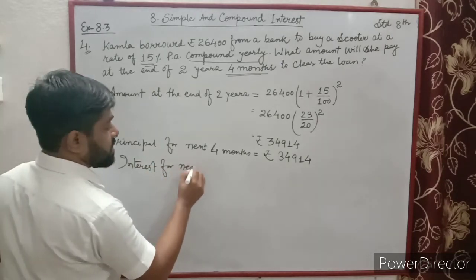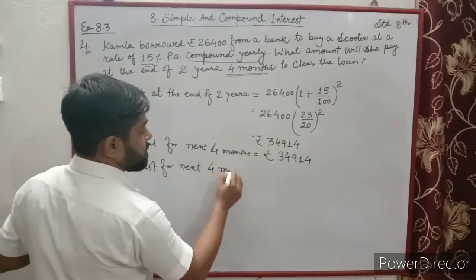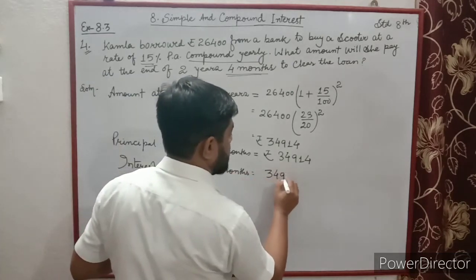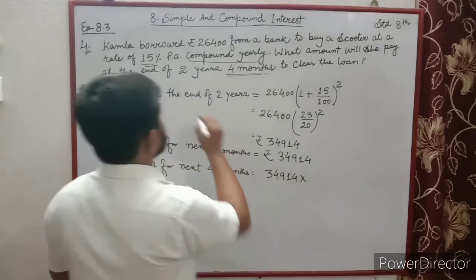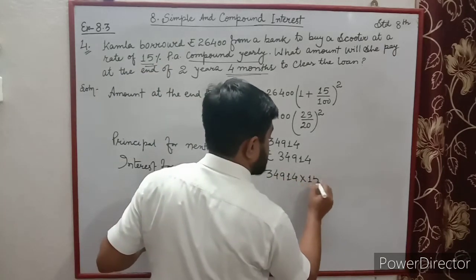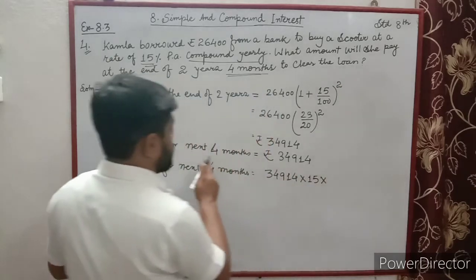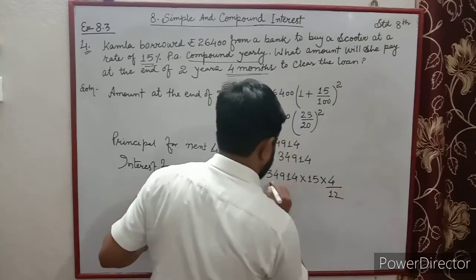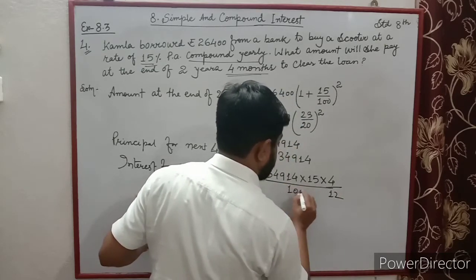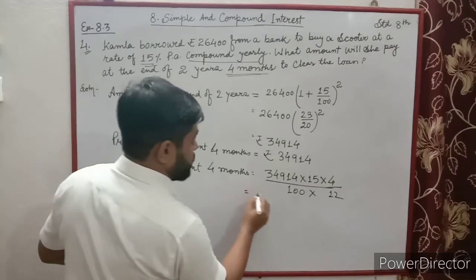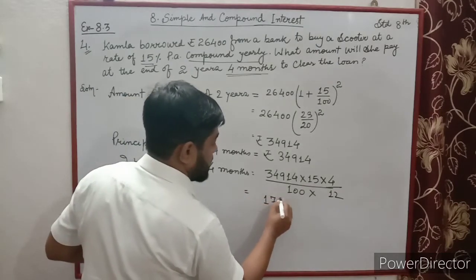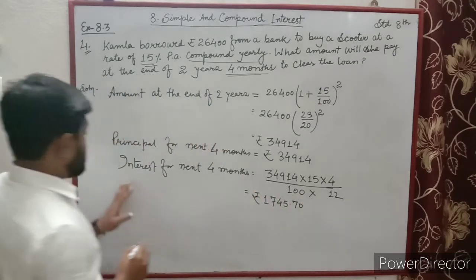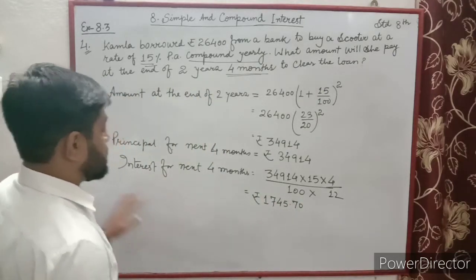for next 4 months is equal to 34,914 into rate of interest 15%. So right here 15 into 4 months. So 4 months convert into years, so 4 by 12 by 100. Now after calculation we have 1745.70 rupees. This is the interest for next 4 months.